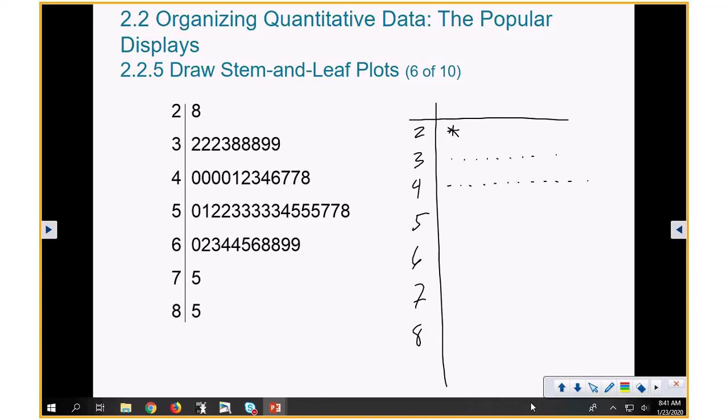You can have the dot plot inverted and put it on the side. Your dot plot can look like this. And you can have the scale 2, 3, 4, 5, 6, 7, and have it like that.